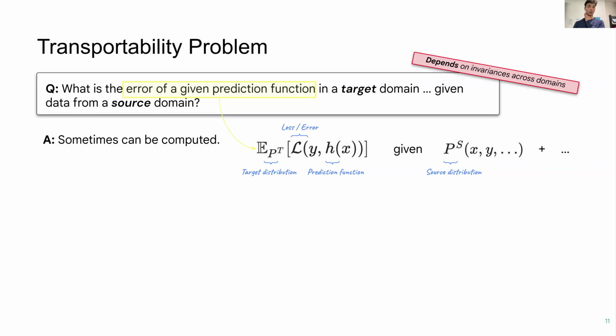And so the answer to this question is that sometimes we'll see that this kind of error can be computed, and critically, of course, it will depend on the invariances across the source and target domain. Right? So what I mean by structure or invariance across domains, I really have in mind a causal diagram like this one that is really meant to describe, it's a summary, if you like, an abstraction of an underlying model that is meant to generate the data in the first place. So this underlying model is formalized as a structural causal model that has a few key components.